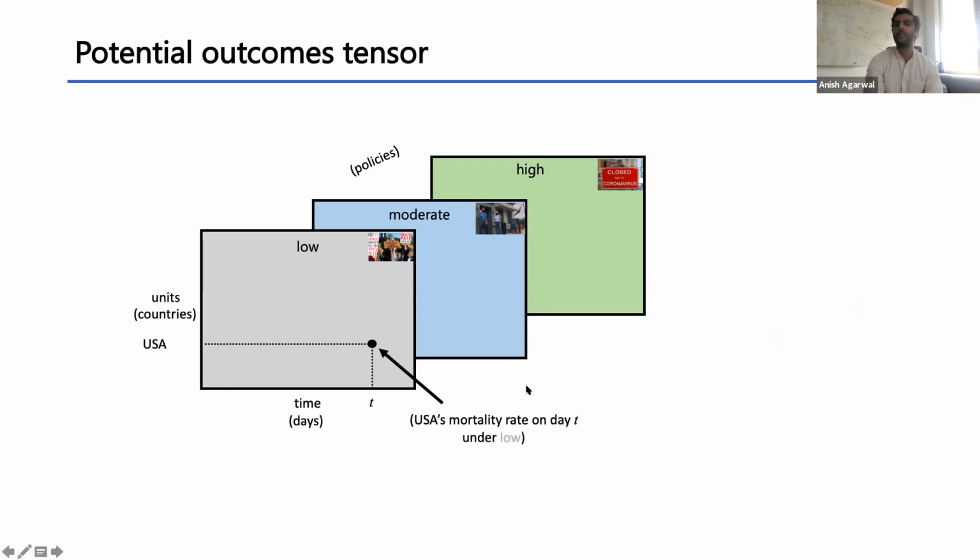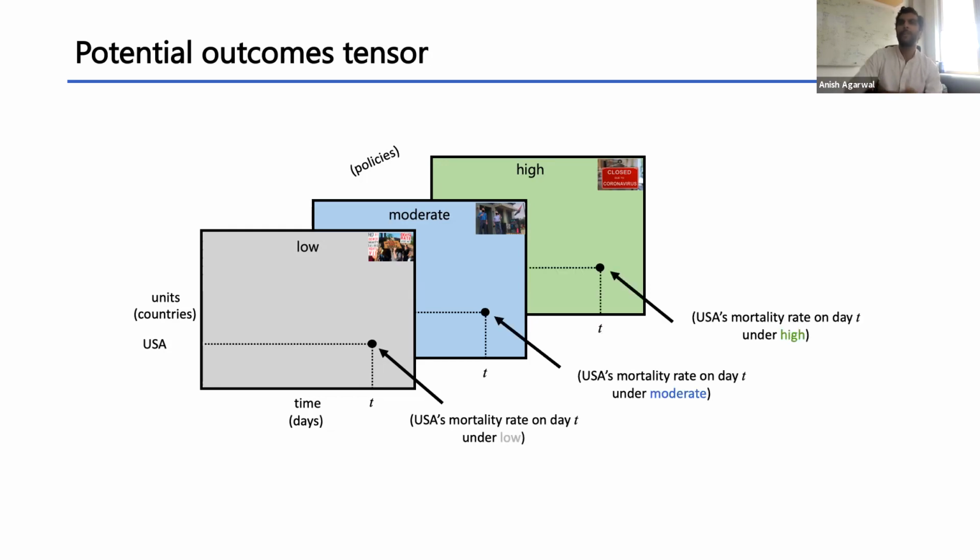under the low mobility restriction. Now the second arrow here, we're keeping the US fixed and we're keeping time fixed. And this particular entry of this tensor represents US's mortality rate on day T under the moderate mobility restriction. And similarly, the US's mortality rate under the high mobility restriction. Now, if we had access to this entire tensor, we'd be done. We could answer any of the causal inference questions that might be of interest, such as the US's mortality rate under all the various interventions.